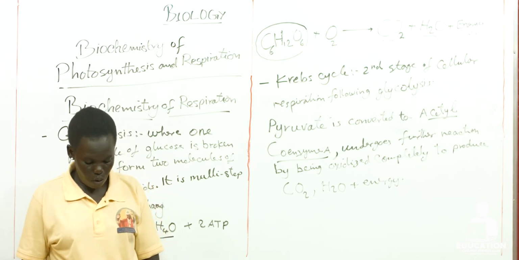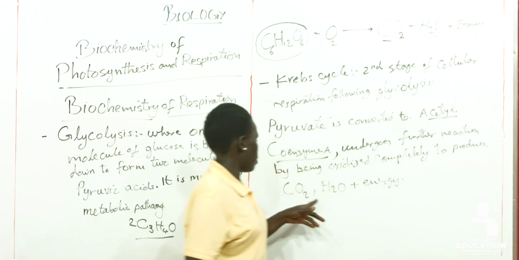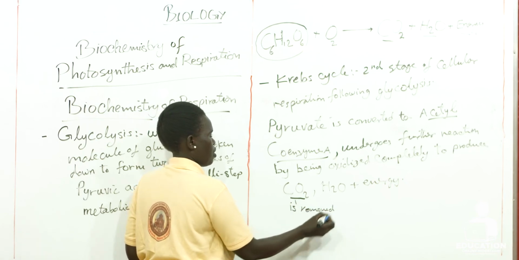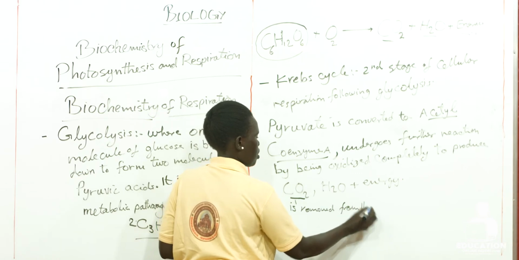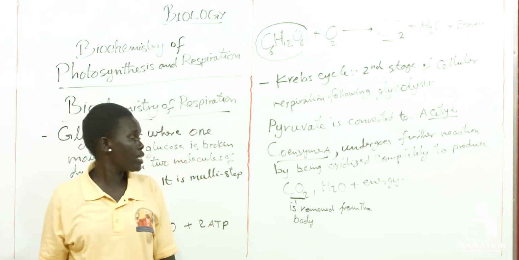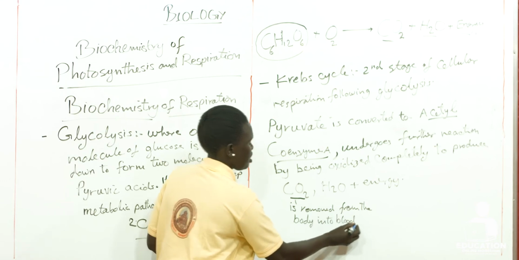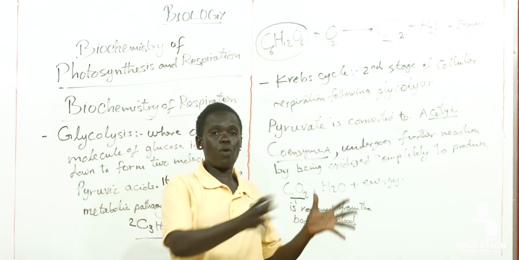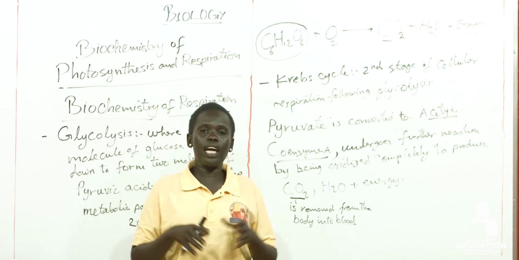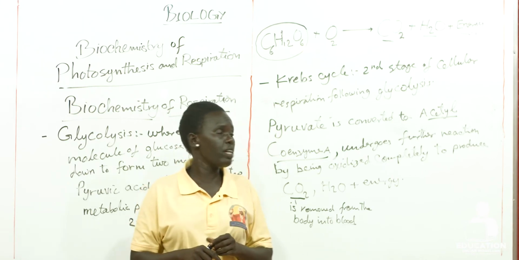Then the carbon dioxide is removed from the cell into the blood, because this is the byproduct. We don't need it for our body. It's removed from the body into the blood, because we know blood's function is to transport things. So that blood will circulate until it brings that carbon dioxide into the lungs, where now it will be sent totally out of the body.